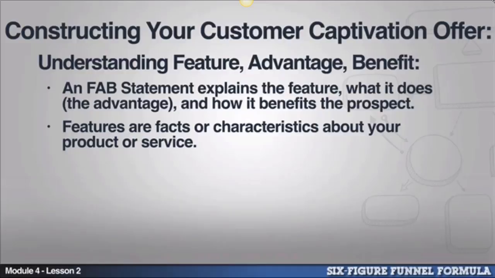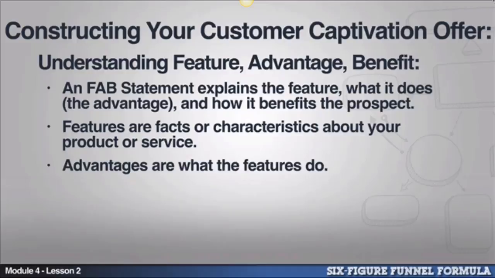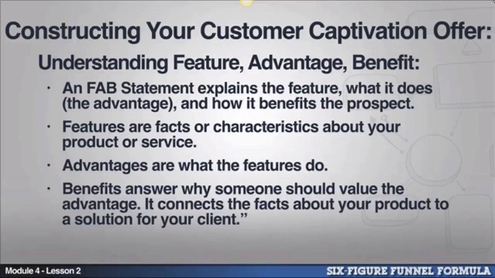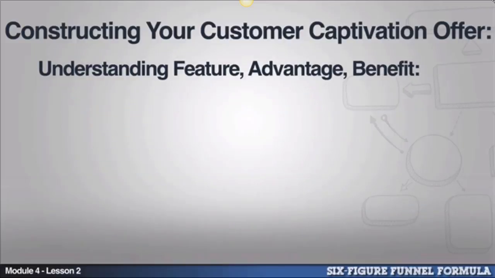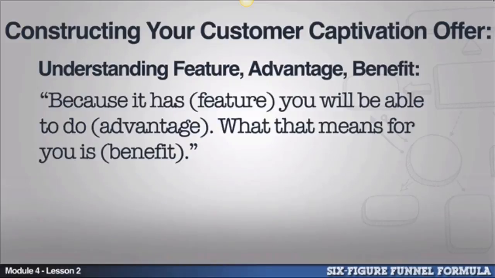So you give and explain an element of your product, then you give an advantage. Advantages are, again, what the features do, and then you give the benefit of that advantage. And benefits answer why a prospect should value the advantage. In other words, it connects the facts about your product to a solution for your prospect. And so let me give you an example of an FAB statement. This is kind of the template, if you will. Because it has the feature, you will be able to do advantage, and what that means for you is benefit.